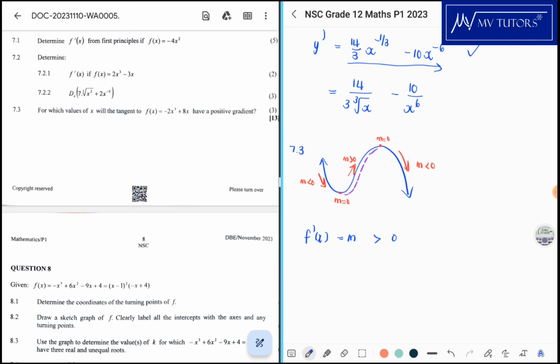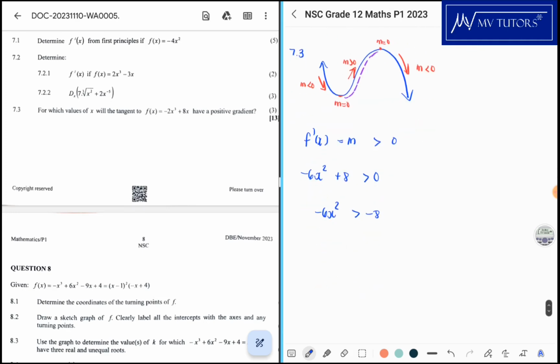Okay, so what is then the first derivative of negative 2x cubed plus 8x? Firstly, that is 3 times negative 2, which is negative 6. And we have x to the power 3 minus 1, that's 2. So negative 6x squared. And then 8x, we're just going to be left with 8. And that has to be bigger than 0. So that's how we're going to work it out. So now we have negative 6x squared is bigger than negative 8. If I divide by the negative, I will have 6x squared is smaller than 8.